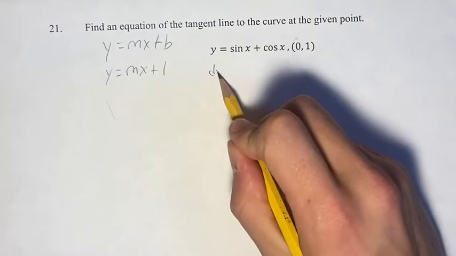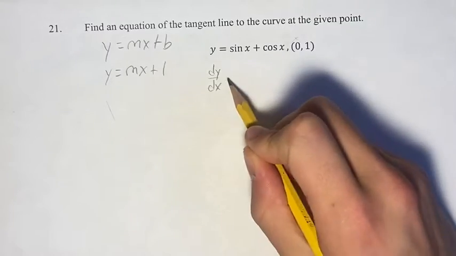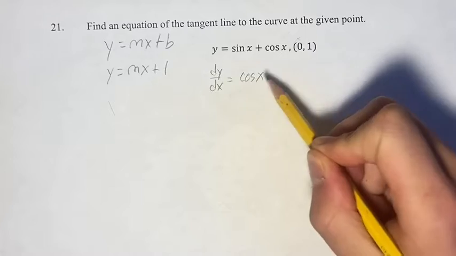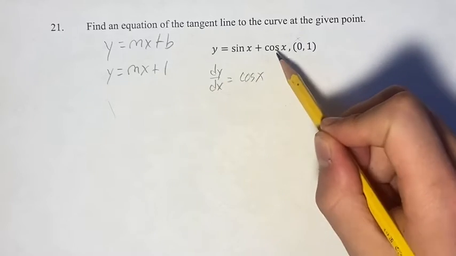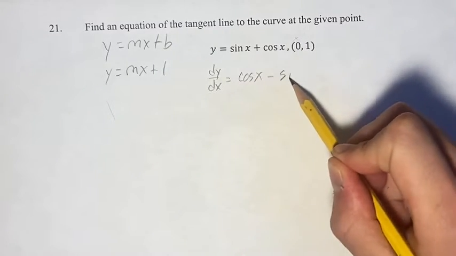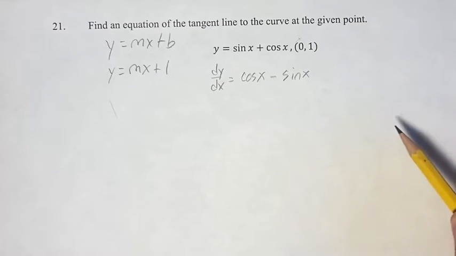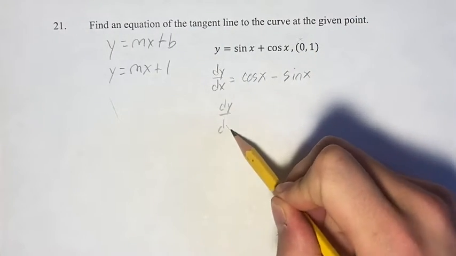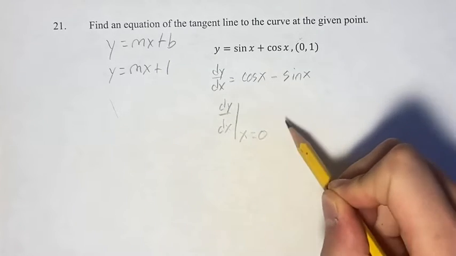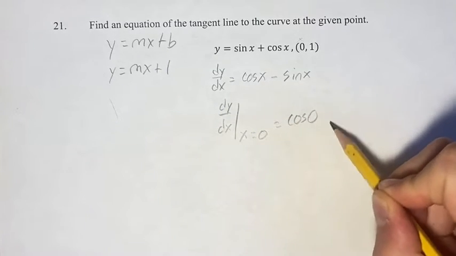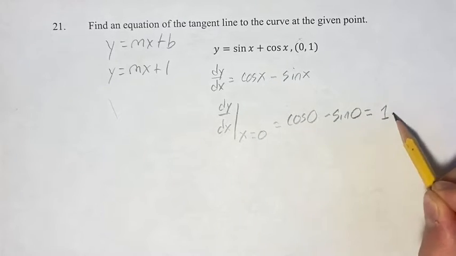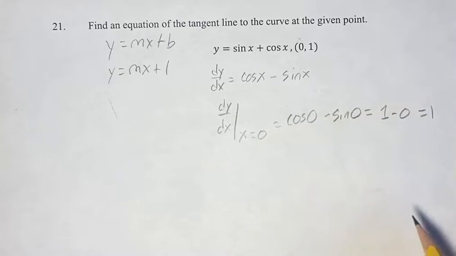Our derivative dy/dx is equal to the derivative of sine x, which is cosine x. The derivative of cosine x is negative sine x, so we're going to have minus sine x. And we're going to evaluate this at x is equal to 0. So dy/dx at x equals 0 is cosine 0 minus sine 0. Cosine 0 is 1, sine 0 is 0, so it's 1 minus 0, which is 1.